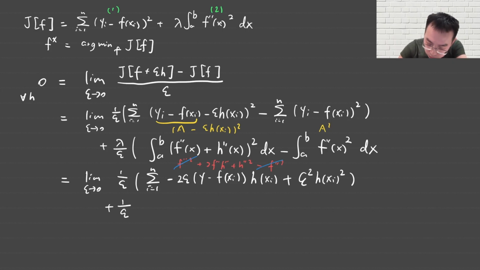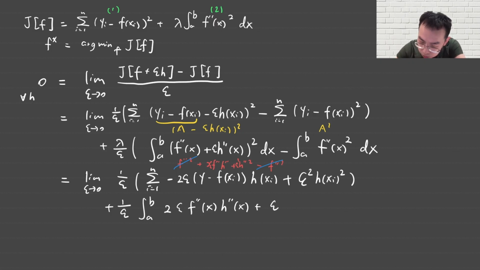And what we got is the integral from a to b of 2, I think I'm missing an epsilon here. Okay. And this is epsilon. And then this is epsilon squared. Okay, so what we got is 2 epsilon times the second derivative of f times the second derivative of h, plus epsilon squared times the second derivative of h squared. Okay, so now let's see what happens here.